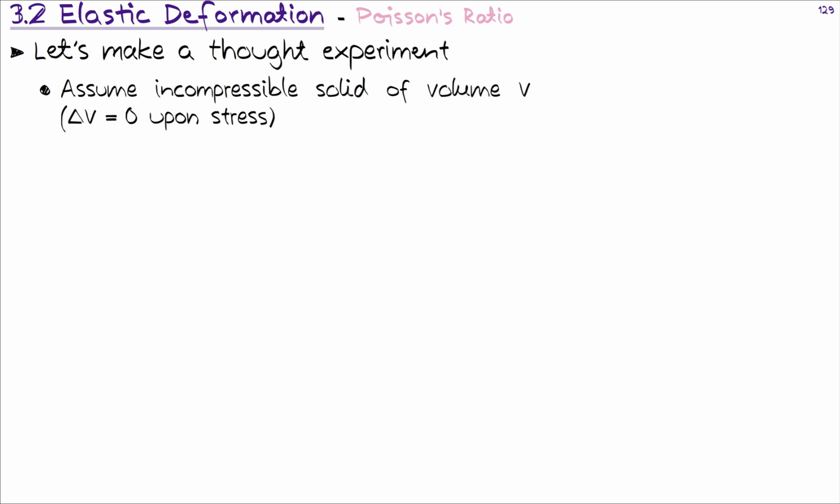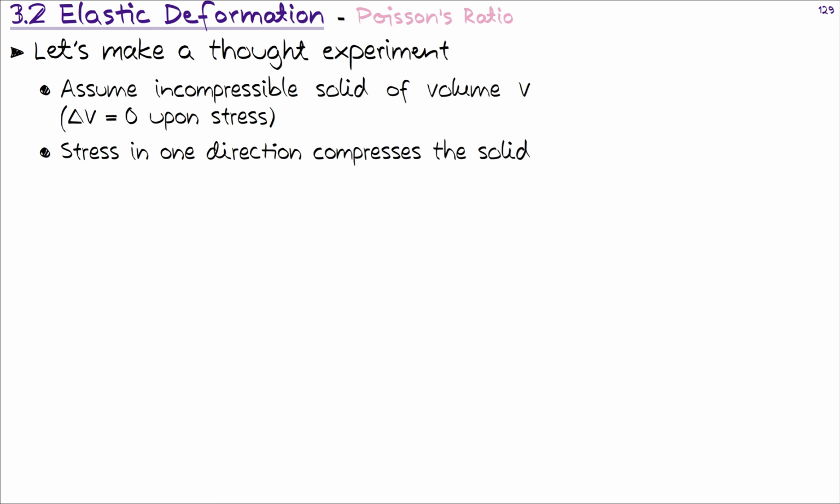So let's cover next Poisson's ratio, and I will start the introduction by making a Gedanken experiment, a thought experiment, and we assume that we have an incompressible solid, and we assume that the volume is V, and when we stress the material, the change in the volume will be 0. So that's the definition. That's what incompressible solid or liquid means. That the volume is not being changed when we apply forces to it. And this is usually a very good assumption to make when we are dealing with solids and liquids, that they are incompressible objects.